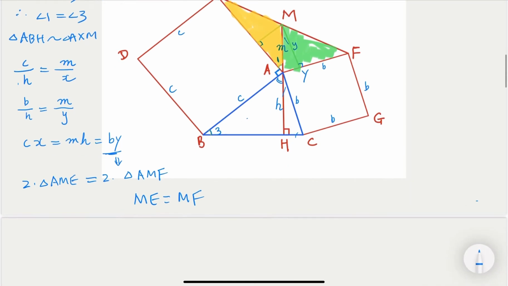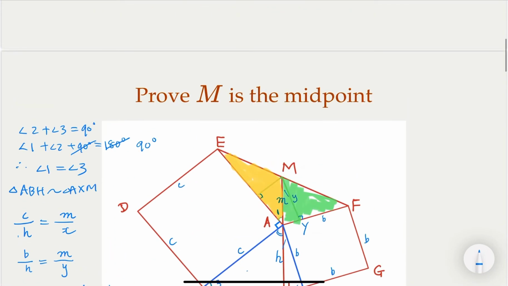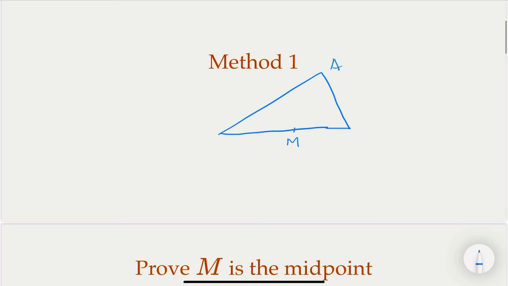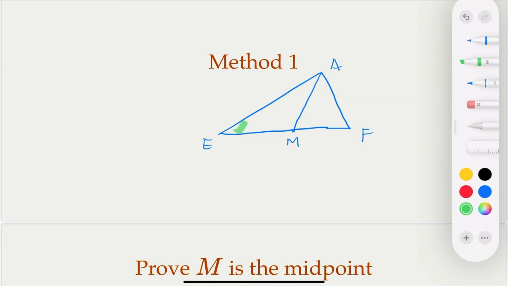So if I have a triangle here, let's say M here, and this is E and F. If I have two areas equal to each other, what is the meaning of this? This area equals this area. So the area is base times height.